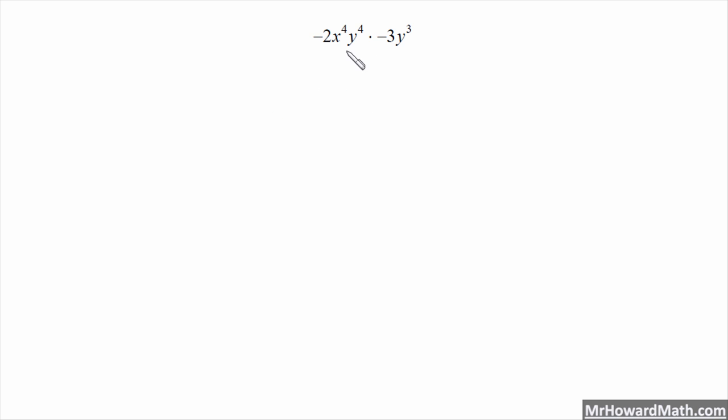Here's another example. We don't need to let this scare us. There's a lot going on here, but if you just stick to the rule, multiply numbers times numbers and variables times variables, you'll be fine. So -2 times -3, +6. That's this -2 times this -3. We're multiplying numbers by numbers there. And then x's, the only x factor that we have here is an x to the fourth, so we'll just write that out. That handles that. And then for y's, we have a y to the fourth times a y cubed. We add those exponents because we're multiplying their bases, so that would be y to the seventh. So altogether 6x to the fourth, y to the seventh on that one.